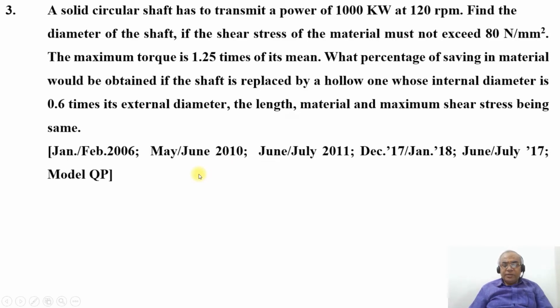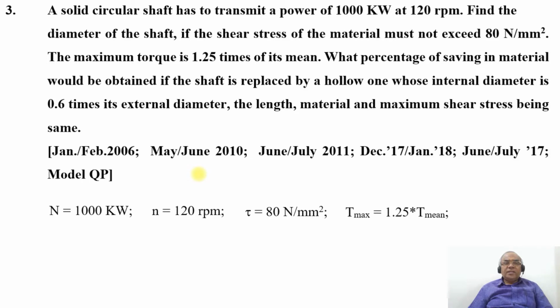First we are going to consider the data. Here he has given capital N as 1000 kilowatt, small n as 120 rpm, and tau is 80 Newton per mm square. Then T max will be equal to 1.25 times T mean. So Di will be equal to 0.6 into D naught. First we are going to take up the equation, since he has given the power.